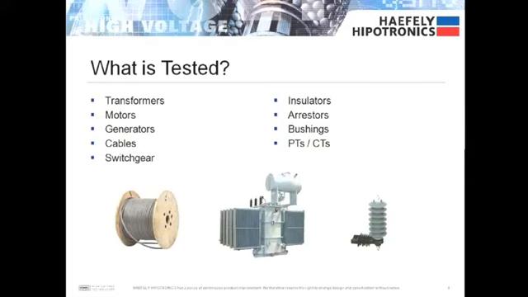So the question is, what type of equipment do we test? This gives you a list of the major products. There are many, many more. The ones we deal with most with our test equipment are transformers, motors, generators, cables, switchgear, insulators, arresters, bushings, and PTs and CTs. Now these are just a short list of the different products that we test, and for each of these products there's a different kV class, and different size cable that requires different currents, so the different product lines are used for each of these different test objects.